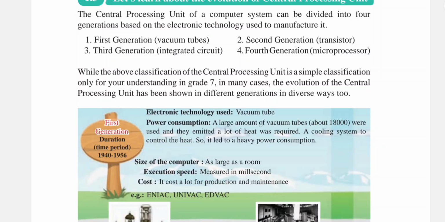The size of these computers was as large as a room. You couldn't keep them on a table or desk. The execution speed was measured in milliseconds, which is very slow compared to today. They were also very expensive to produce and maintain. Examples of first generation computers are ENIAC, UNIVAC, and EDVAC.